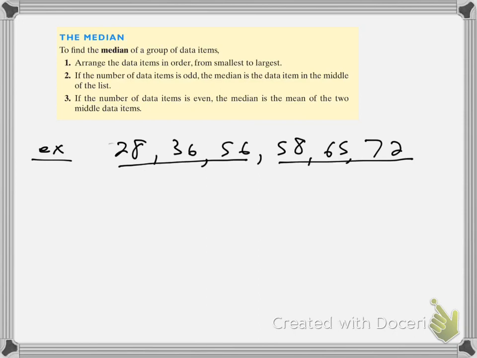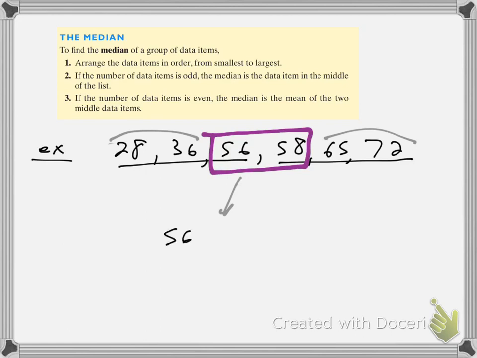If the number of data items is even, the median is the mean of the 2 middle data items. Actually there are 2 middle data items here. These 2 right here are in the middle, because there's 2 on either side of them. So when you have an even number, there's going to be 2 middle data items, and you average them. You take 56 plus 58 and divide by 2. It's the mean of the 2 data items. You add those 2 up and divide by 2, which is 114 divided by 2, which is 57.